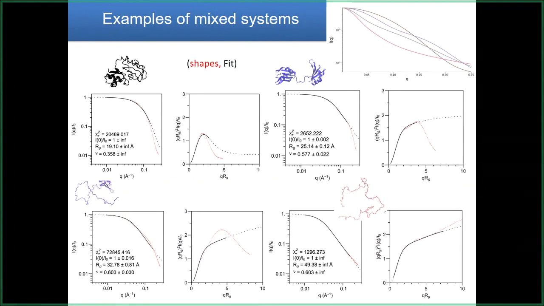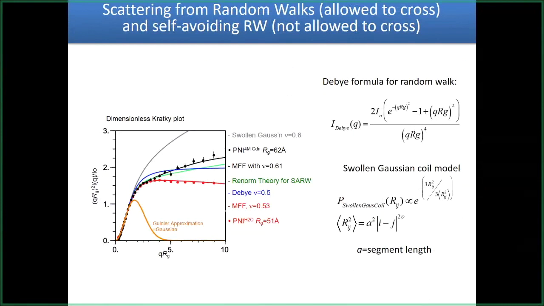All right. Here's the Debye formula for a random walk that I presented earlier, and that is the blue one right here. The red, if you remember, is this intrinsically disordered protein in water or in chemical denaturant, and you can see the Debye model doesn't quite agree. It's fairly good here, but you get some deviation.